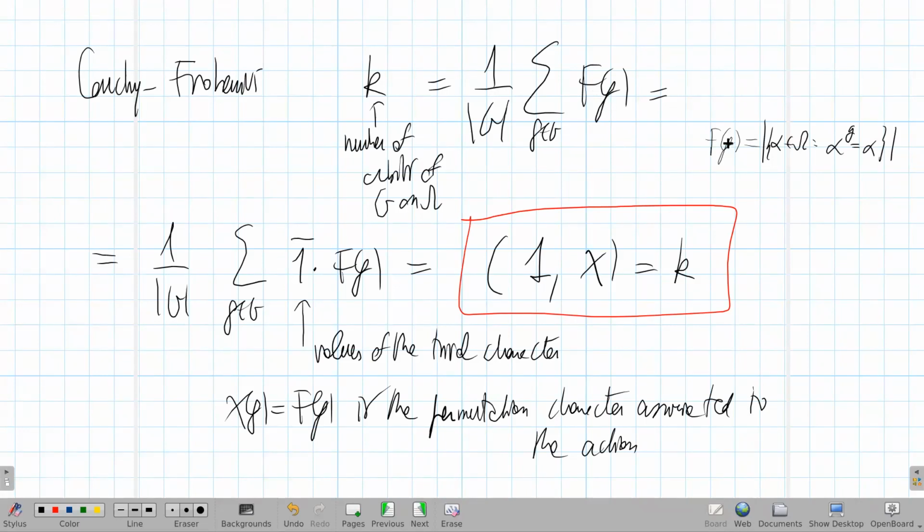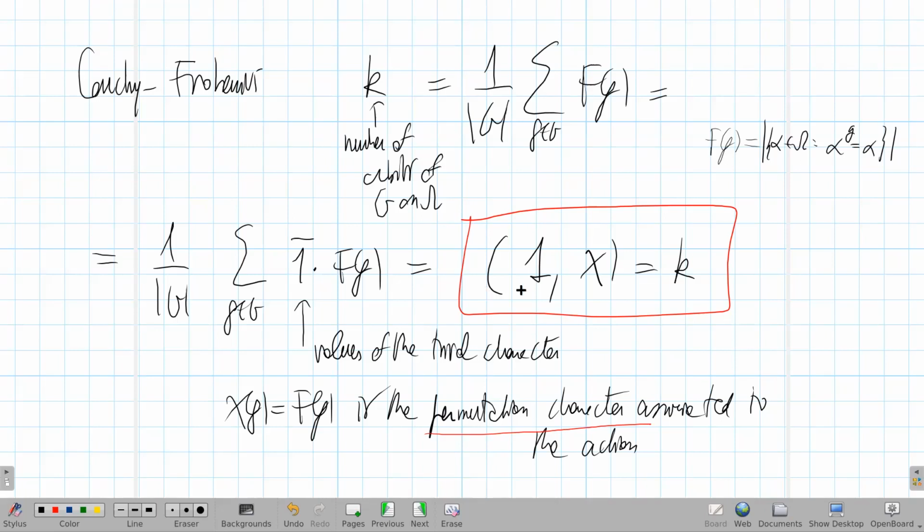Now, this number of fixed points is nothing else than the value of the permutation character, okay? Because these are exactly the ones on the diagonal of the matrix of the permutation representation. I mean, a one on the diagonal meaning a fixed point for G. So if you rewrite this as the conjugate of one, this is the trivial character, the character that always takes the value one on all elements of G.